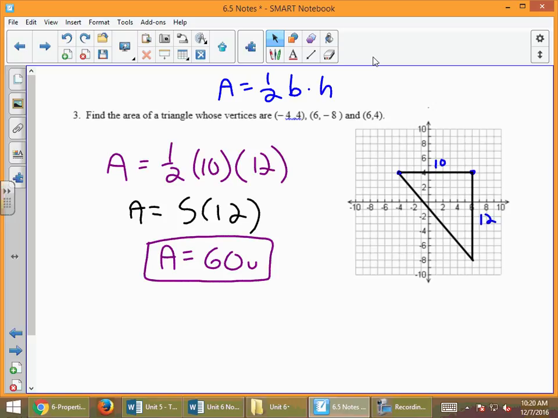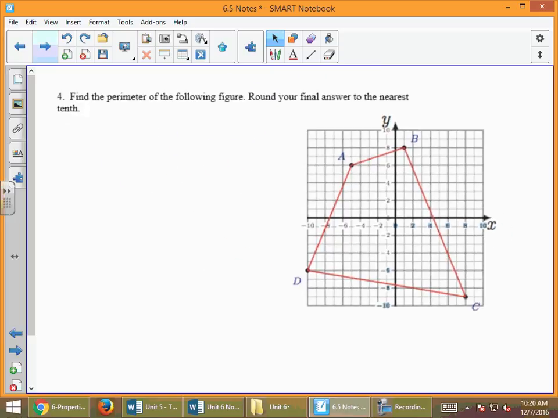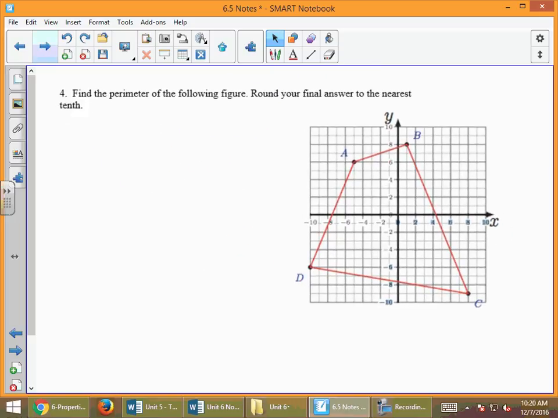We flip it over to the back. On the back, figures are already drawn for you. You just have to use them to find, in number 4, the perimeter. Again, just like that first problem, to find the perimeter, you have to add up all the sides. Add up all the sides, you have to find the distance.